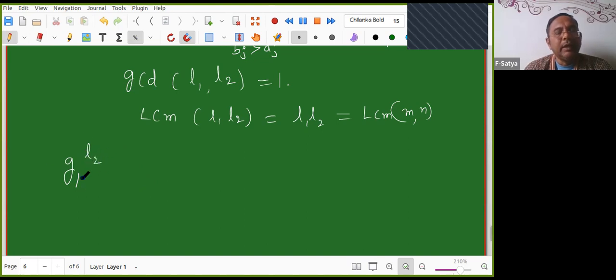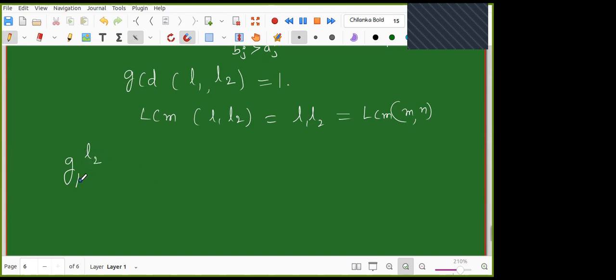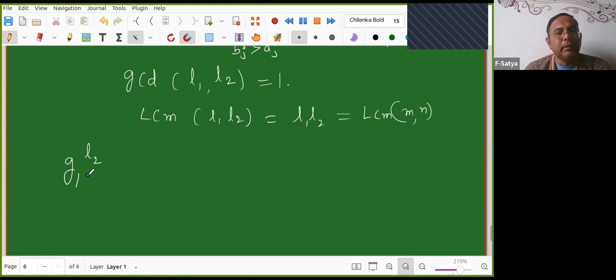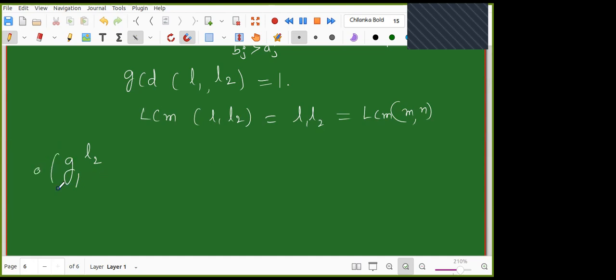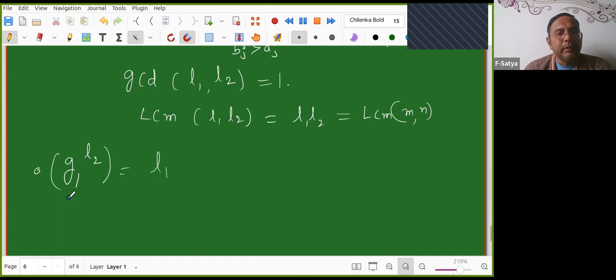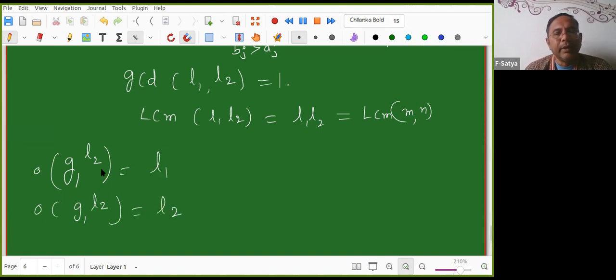Then power L1, if I do, what is going to happen? It will be LCM of M, N, which will be a multiple of M, so it will be 1. So it is the identity, right? So order of this is equal to L1. So order of G1 power L2 is L2, right? So think about it, I'll give some time to you. If you have any questions, you can ask, right?